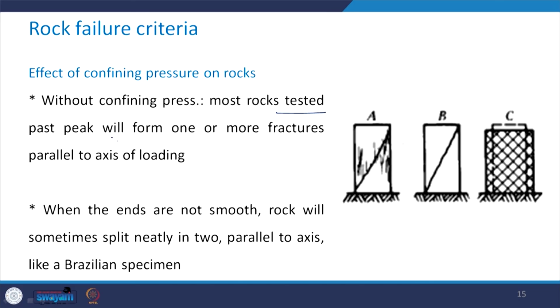Now without the confining pressure, when we test the rocks, most of the rocks show one or more fractures parallel to the axis of loading. Take a look here. You have these fracture planes more or less parallel to the axis of the loading. When the ends are not smooth, the rock will sometimes split in nearly two, parallel to the axis, like a Brazilian specimen. So in this case, it will be something like this. It will be one piece and this is going to be the other piece. Just in case the ends are not smooth, then you can get this type of situation.